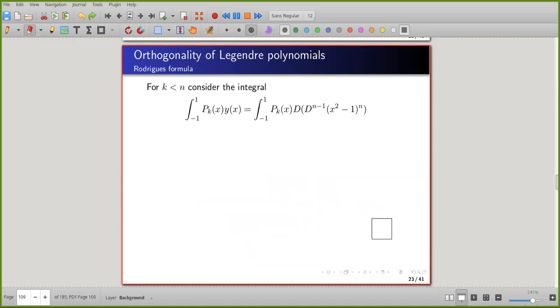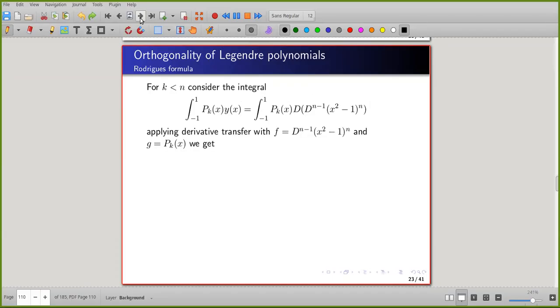Okay. So for k strictly less than n, let us consider this integral, P_k(x) times y(x). So by the definition of y, here I'm just substituting the definition of y of x. So this is y of x. And this is just by definition of y of x. Okay, so let's go on.